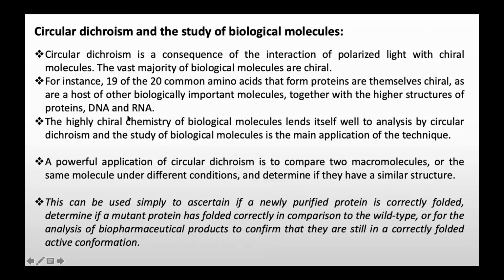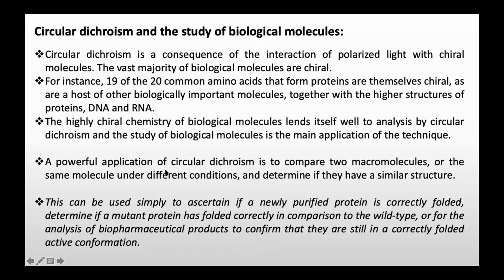Now, applications of circular dichroism. Circular dichroism is a consequence of the interaction of polarized light with a chiral molecule, and the vast majority of biological molecules are chiral. For instance, 19 of the 20 amino acids that form proteins are themselves chiral, as are a host of other biologically important molecules, together with the helical structure of proteins, DNA and RNA. The highly chiral chemistry of biological molecules lends itself well to analysis by circular dichroism, and the study of biological molecules is the main application of this technique.